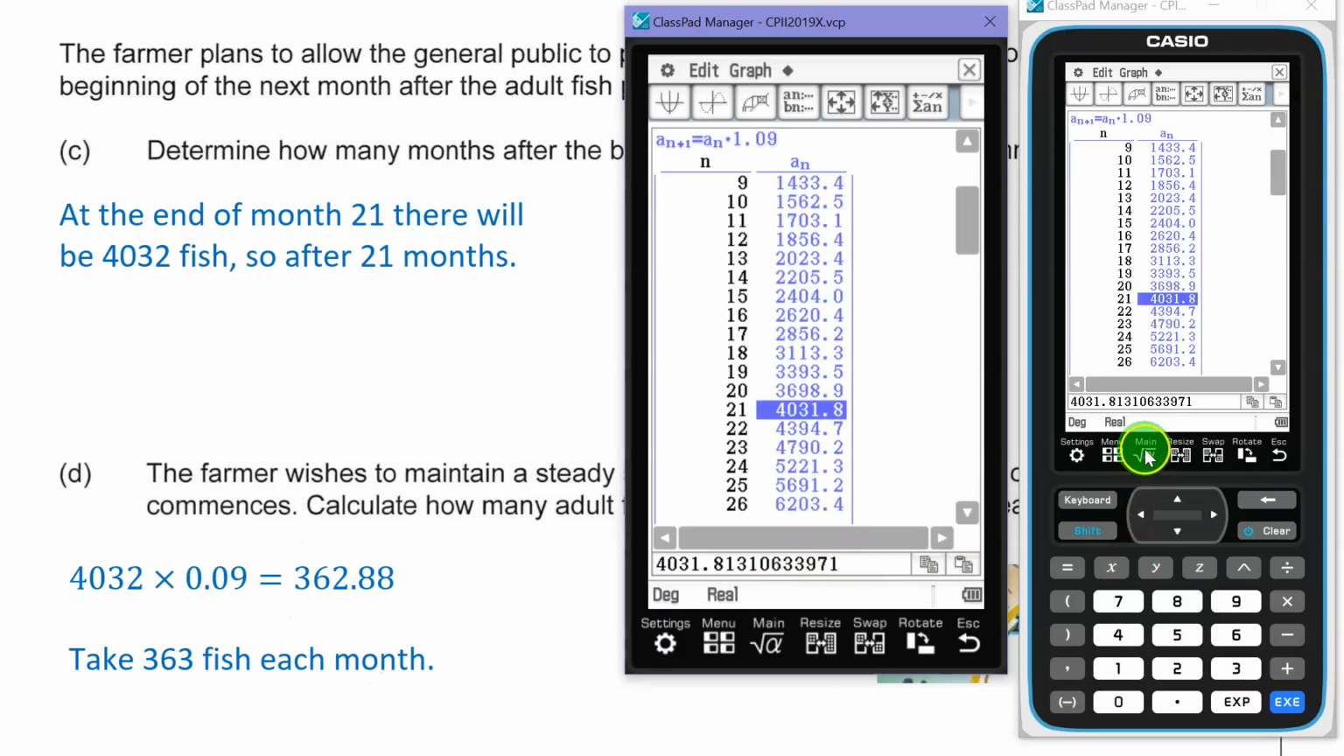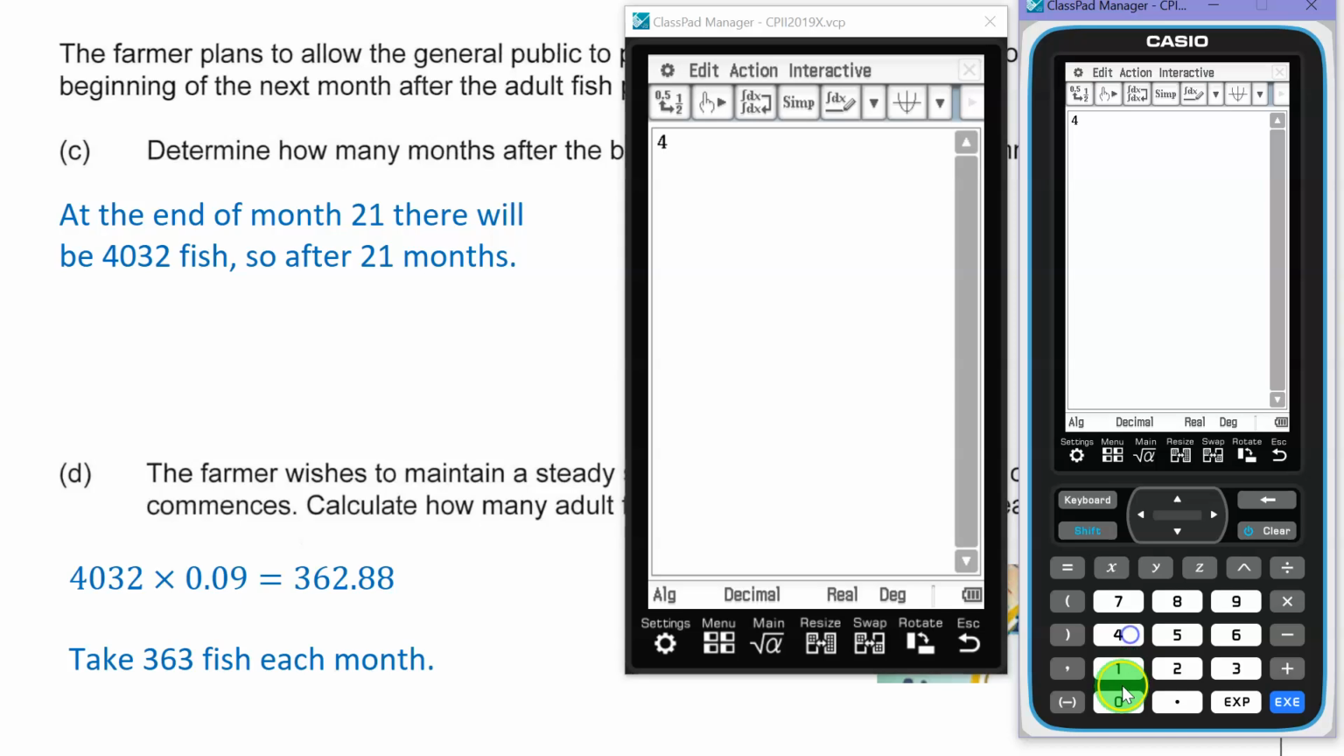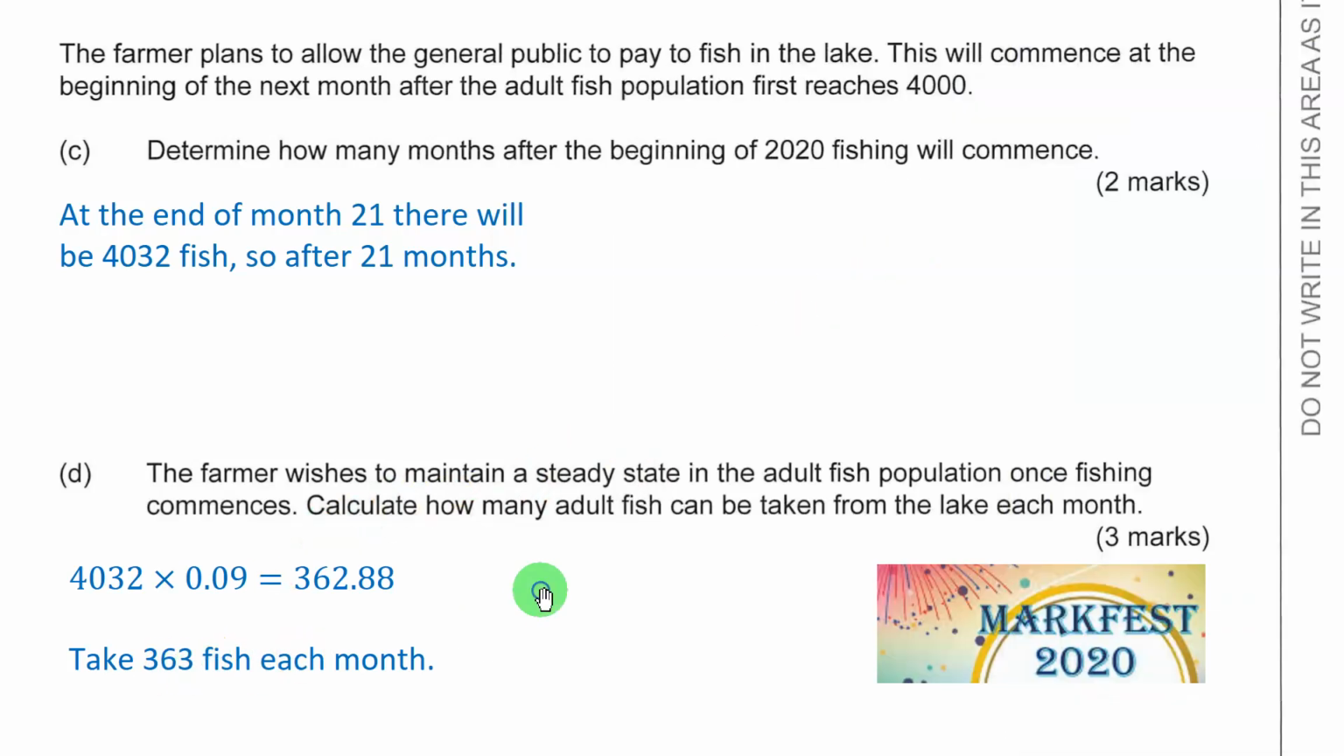You probably don't need me to show you this on a calculator, but let's just check it out. 4032 will do the 9% increase. So that means we're getting an extra 362.88, call it 363 fish each month. So that's how many fish we can take out each month to maintain our steady state.